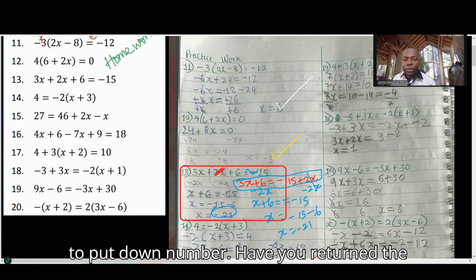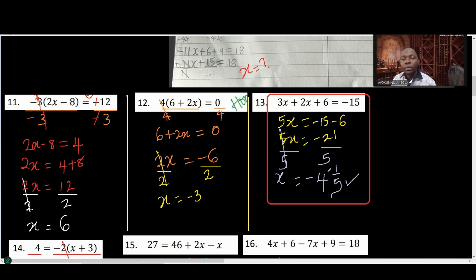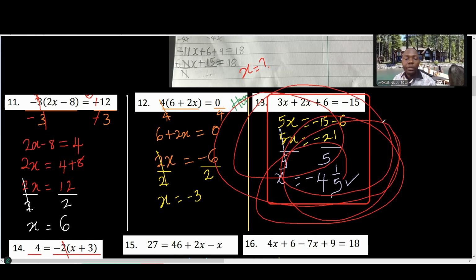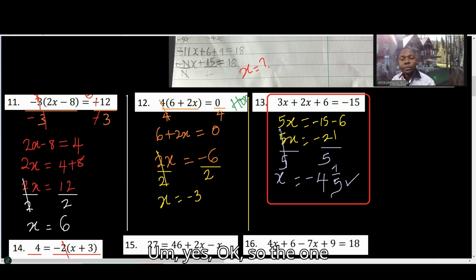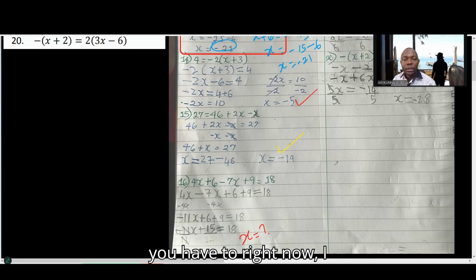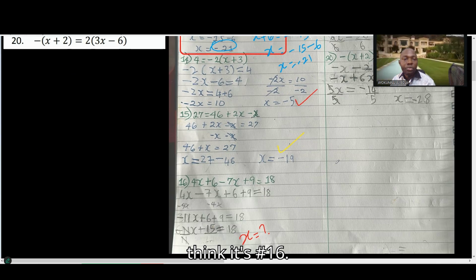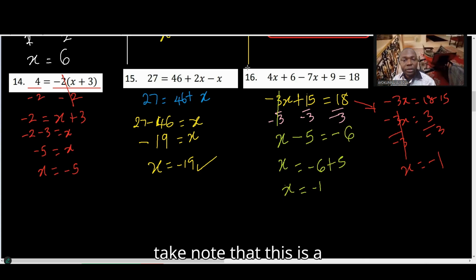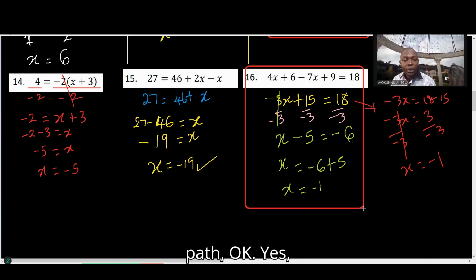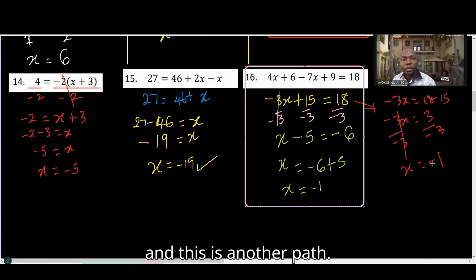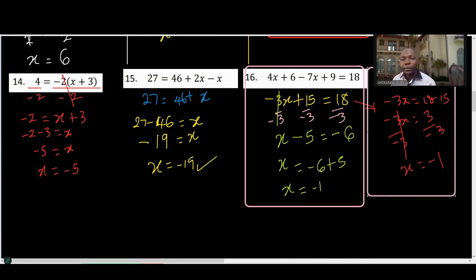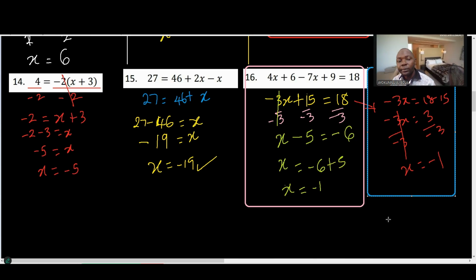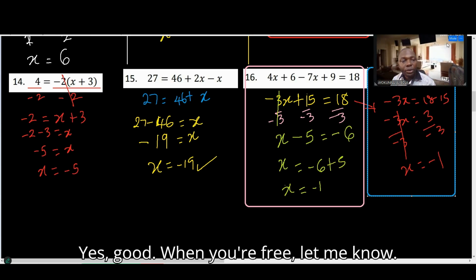Which ones are you supposed to put down now? Have you written the solution to number 13 before? Yes. Okay. So the one you have to write now, I think, is number 16. Write down the solution. But take note that this is a path, okay? Yes. And this is another path. So you write a 2 down and you put the arrow that way, okay? Good. When you're done, let me know.